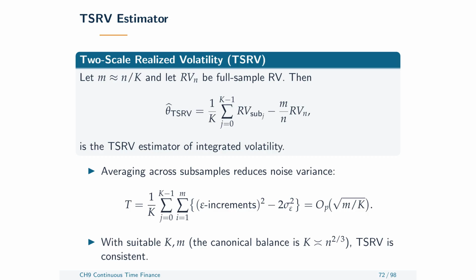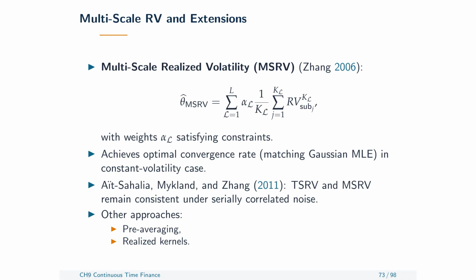Multi-scale realized volatility extends the idea by combining realized volatilities across many scales with carefully chosen weights. Using approximately the square root of sample size in scales can improve efficiency, and in a constant volatility benchmark, the convergence rate can match Gaussian maximum likelihood. Extensions allow certain serially correlated noise. The weights and growth conditions are part of the estimator and should not be improvised.